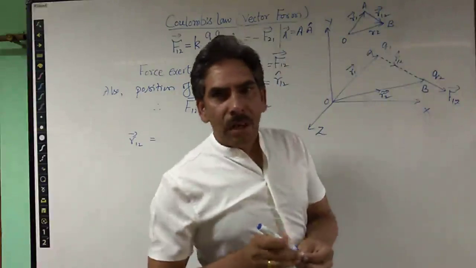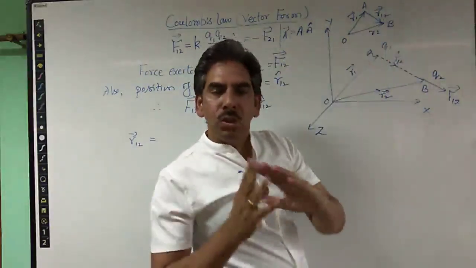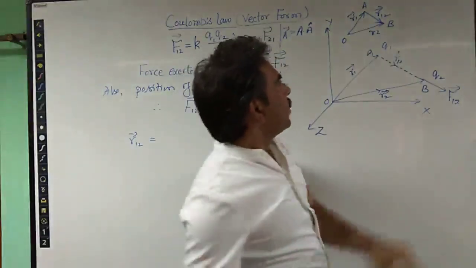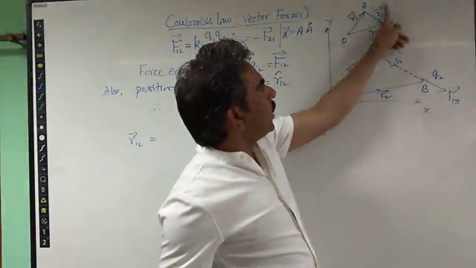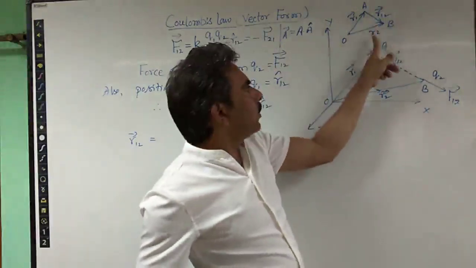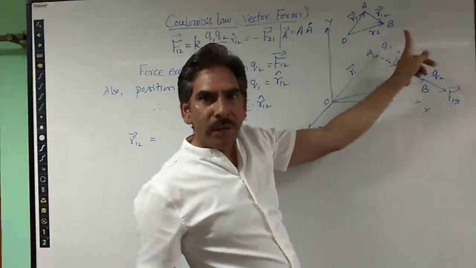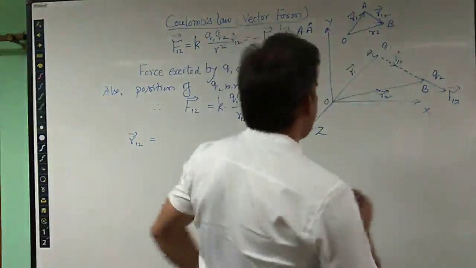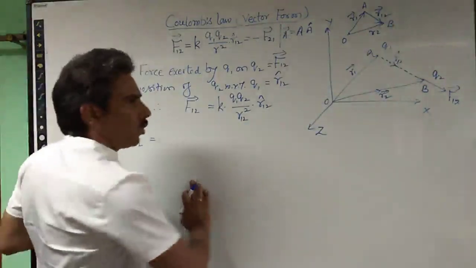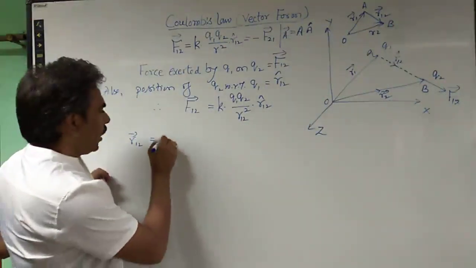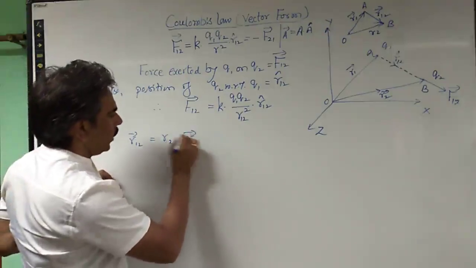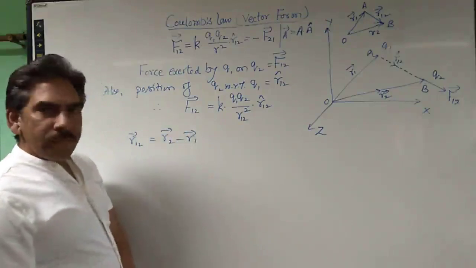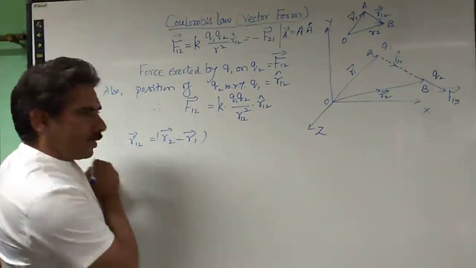By applying the triangle law of vector addition, in which two vectors are taken in the same order, the third one is taken in the opposite order from the closing side. So these two vectors R1 and R2 are along the same direction and this one is opposite to the two vectors, from the closing side in opposite order. So this vector R12, according to the triangle law of vector addition, we can write as R2 minus R1. This is how we write the R12 vector.